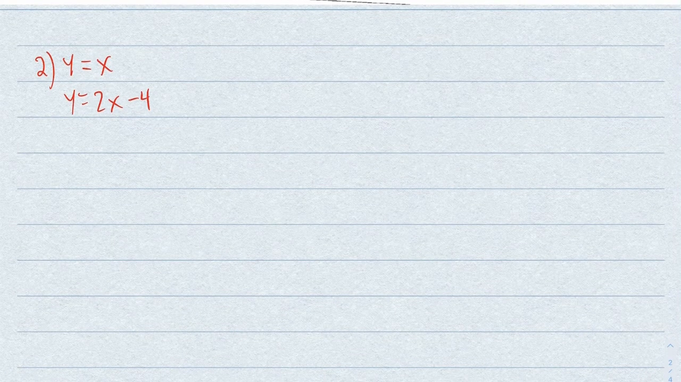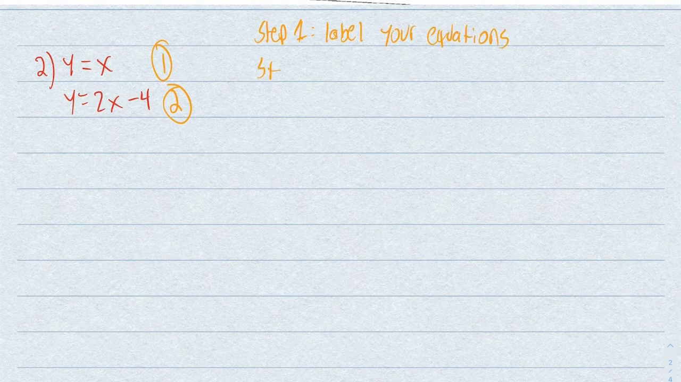The first thing I want to do when I'm going to solve this using substitution is label my equations. I'm going to label equation number 1, and I'm going to label equation number 2. Step 1 is label your equations. Step 2 is going to be solve the simpler equation for a variable.